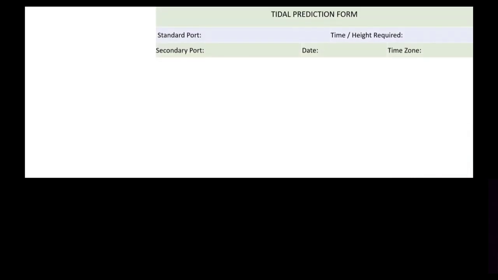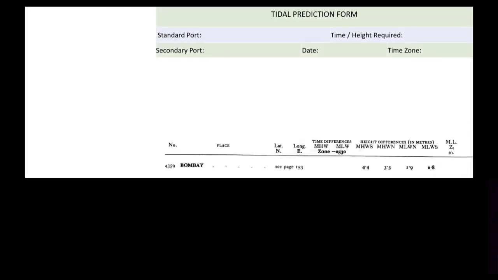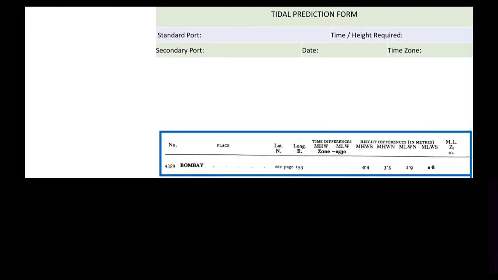So we have the first part of the tidal prediction form. Obviously, this will be filled up from the data for the standard and the secondary port. The relevant data is already on the screens. So the standard port happens to be Bombay 4359. We fill it up here.